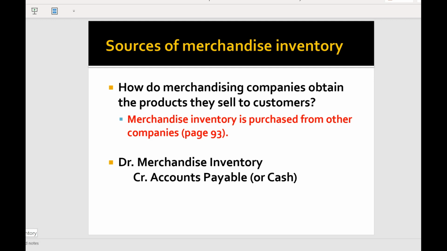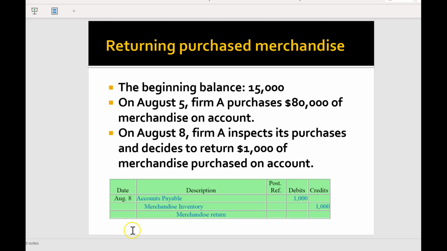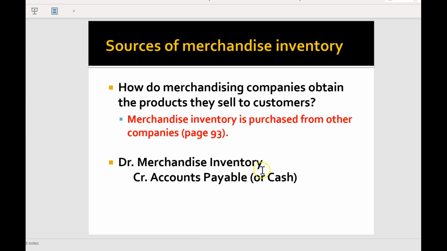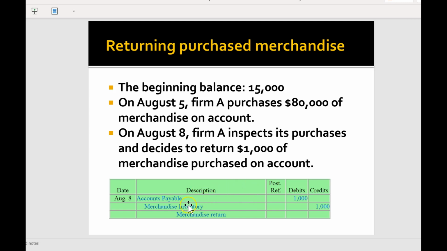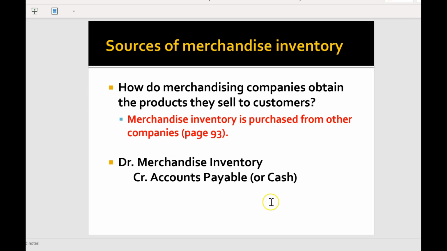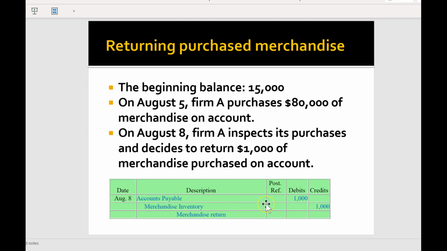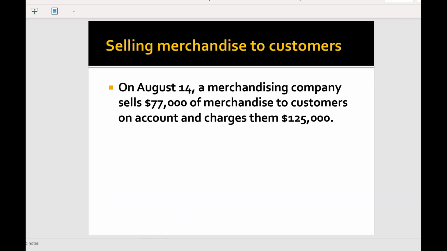So where do we get the inventories? Obviously by purchasing. And if we return some of the inventory, we will be reversing what we have done before. So when we purchase the inventory, we debit inventory, credit accounts payable or cash. But when we are returning it, we will reduce the accounts payable and reduce the merchandising inventory. Basically, you are reversing what you did when you do the purchase entry when returning the inventory.